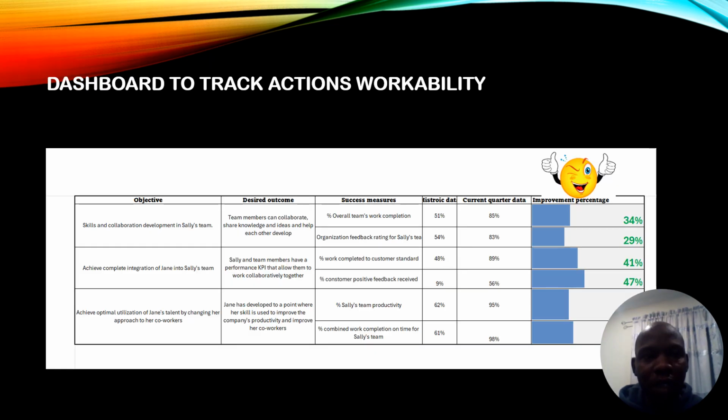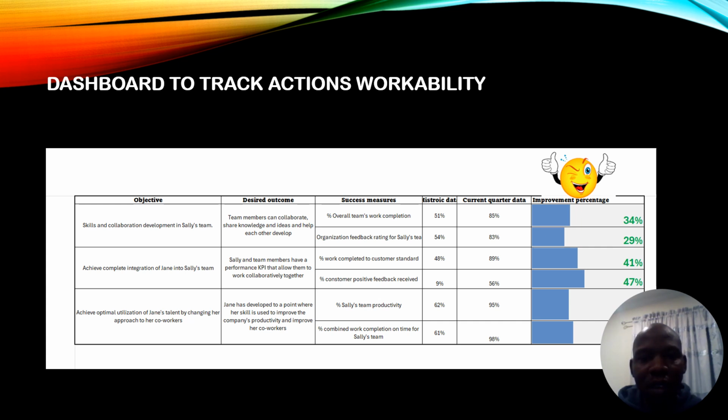So I also put in the case study a dashboard to track the workability of the actions that I talked about in the last slide. For example, here, looking at the objective that we want, to improve skills and collaboration development inside this team, and then the desired outcome from that is that team members can collaborate, share knowledge and ideas, and help each other develop. So, of course, the success measures that we expect this desired outcome to give are, for example, the percentage of overall teamwork completions, the organization feedback ratings, and feedback for Sally as well.